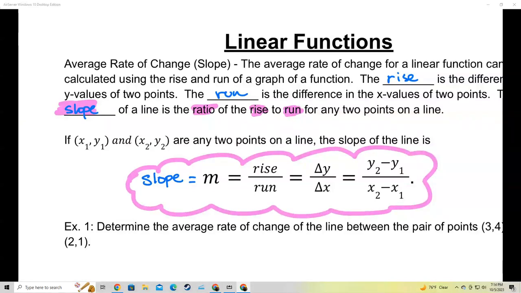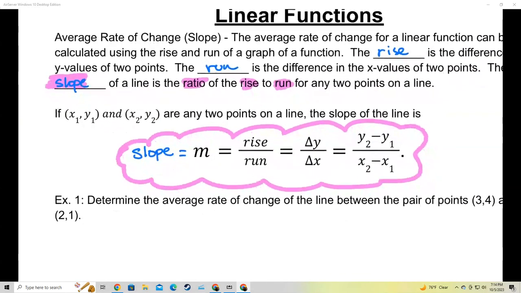So the slope means m, which means rise over run, which means delta y over delta x, which means y2 minus y1 over x2 minus x1. You're going to hear me use almost all of those, maybe not this one as much, but I'm definitely going to be using these for a lot.